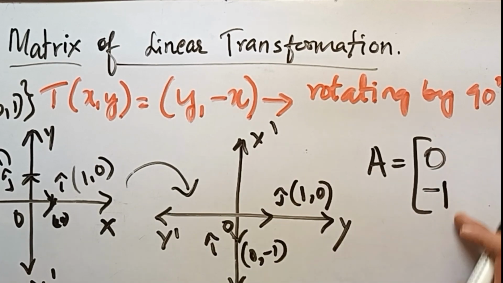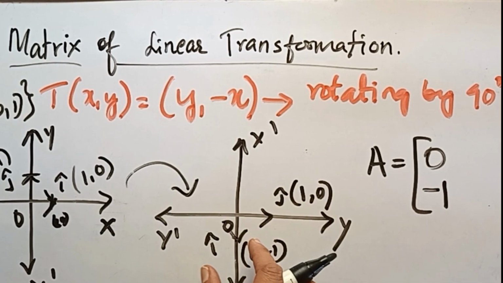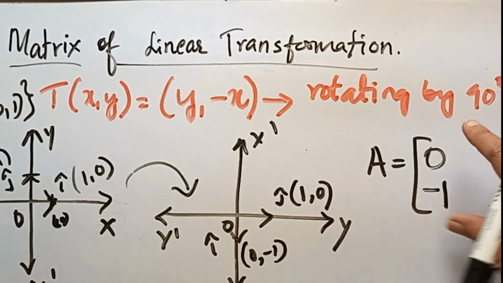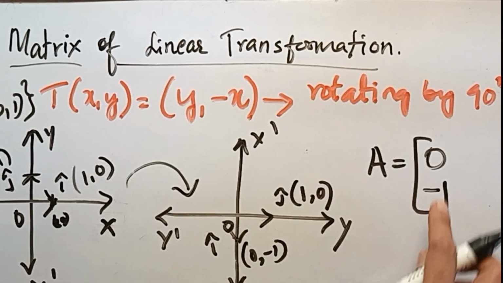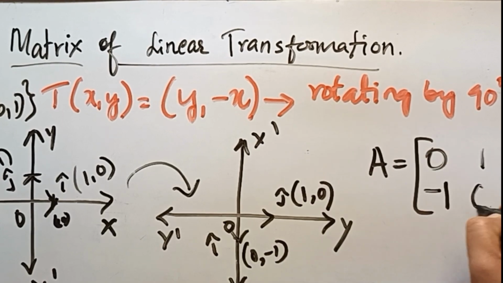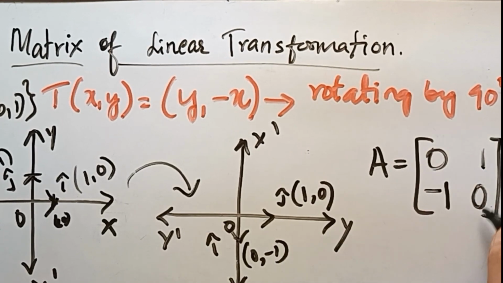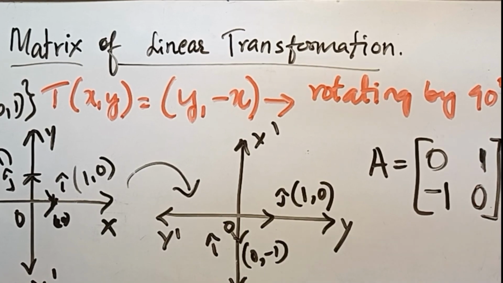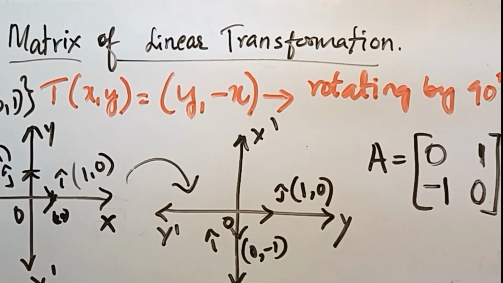You have to write it as a column. That particular vector where i cap lands, the new position of i cap, you write as a column, and that forms the first column of the matrix. And next, j cap lands at the position (1, 0). Okay, this is (1, 0). So this is called the matrix of the linear transformation.